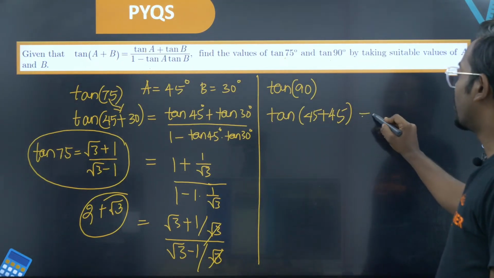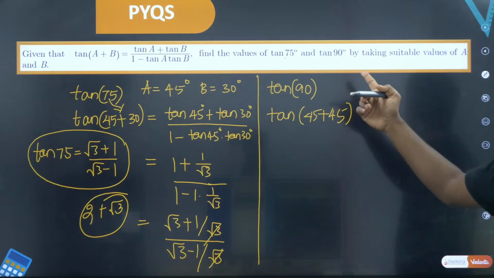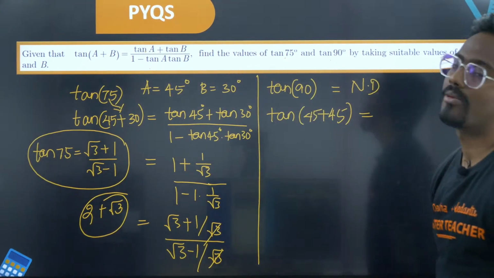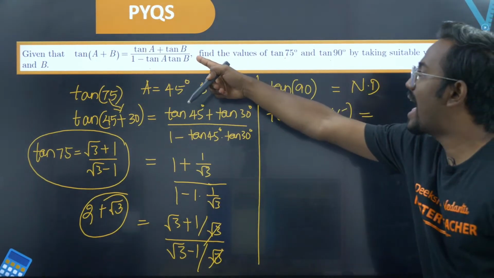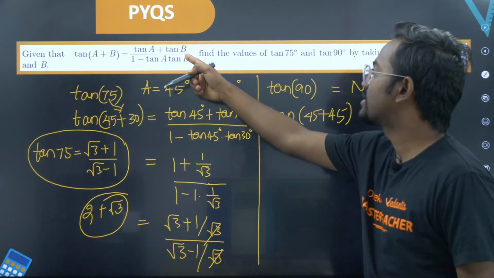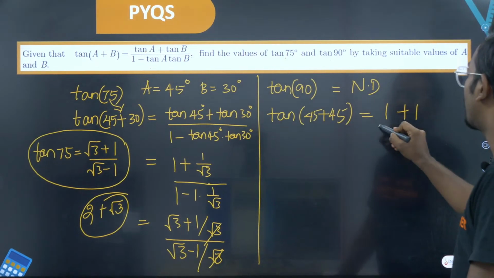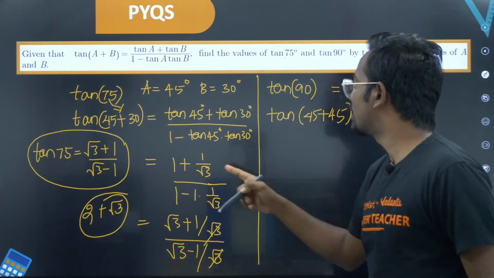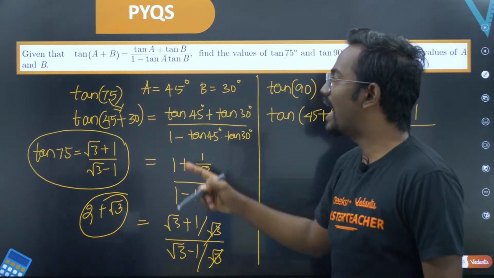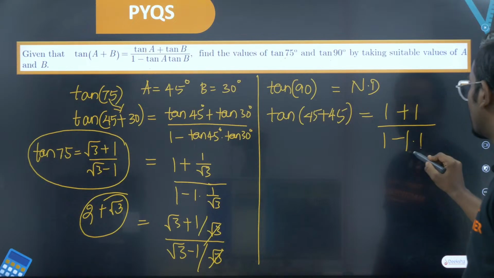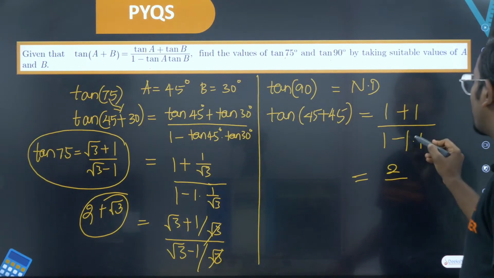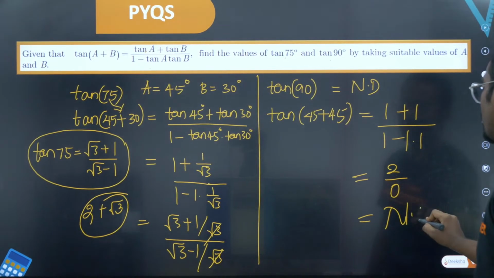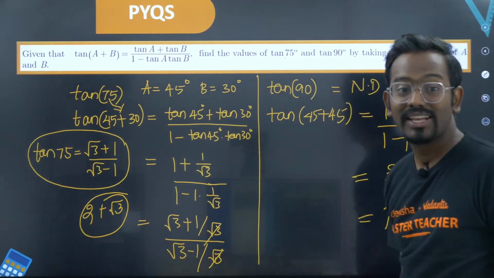Okay, tan 45, I want you to get the answer. You already know the final answer. See, we know tan 90 is not defined. Let's prove it using this formula. Okay, so sir, this becomes tan A. So tan 45 is 1 plus tan B. Sir, tan B is also tan 45, it is 1 again. 1 minus tan A, that is tan 45, which is 1, into tan B, that is tan 45, which is 1 again. So you'll end up with 2 divided by 1 minus 1 into 1, that is 0. So 2 by 0 is not defined and hence tan 90 degrees is not defined.